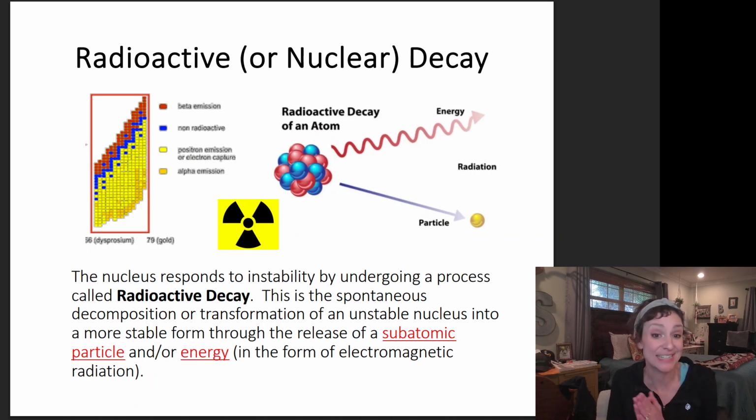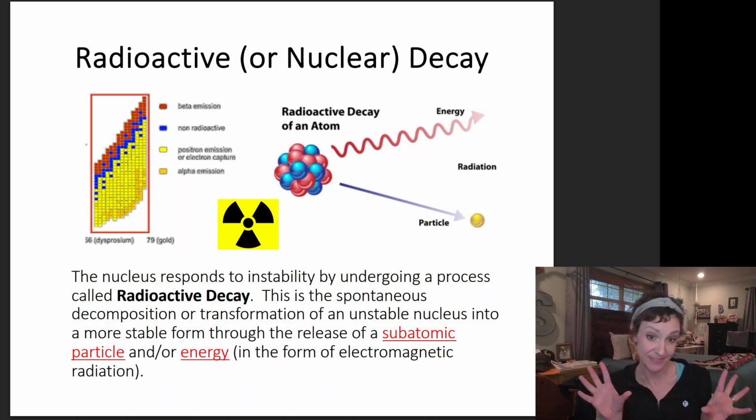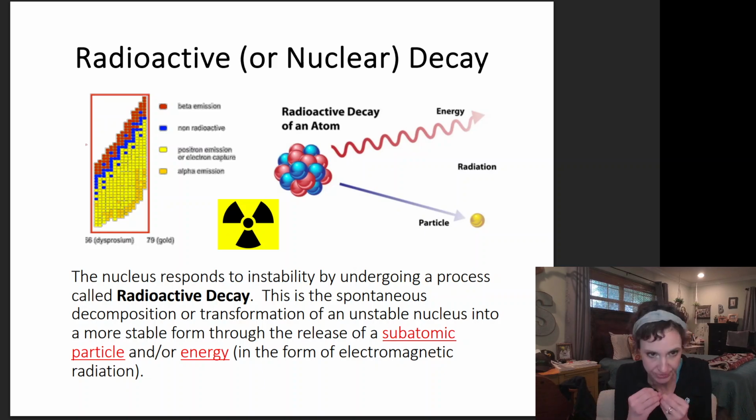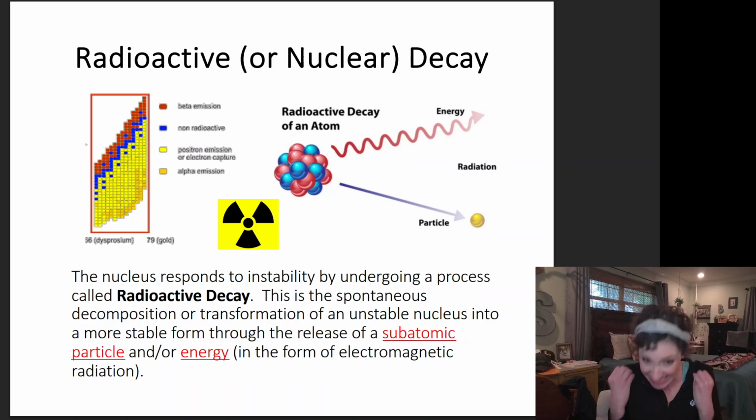Okay, so the nucleus responds to its instability by undergoing a process called radioactive decay. This is the spontaneous decomposition or transformation of an unstable nucleus into a more stable form through the release of a subatomic particle and/or just energy in the form of electromagnetic radiation. When I mean particle, I mean either an electron or a proton or a neutron or something like that shooting off of the nucleus, a subatomic particle. Energy is just electromagnetic radiation, okay?